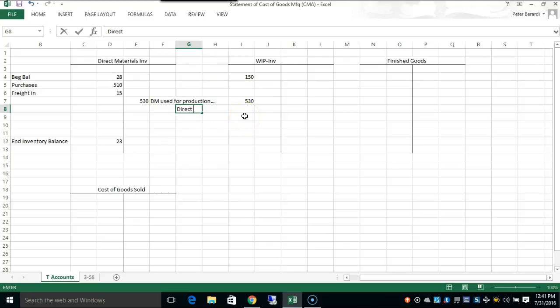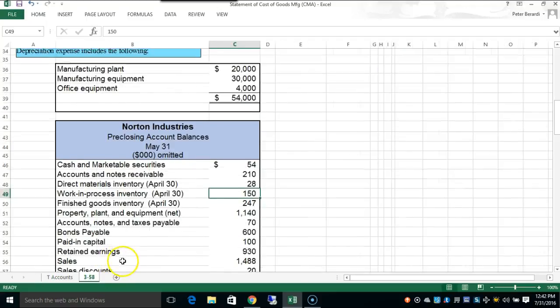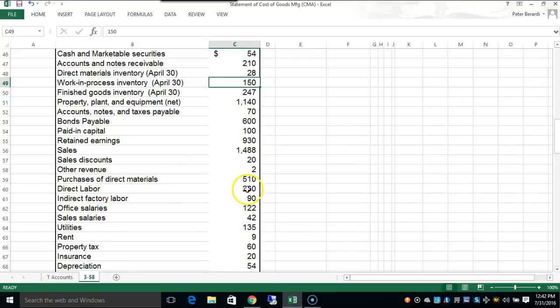Direct labor, for those of you who want to jump to the job costing entries, direct labor goes straight into WIP inventory. So it's a debit to WIP and it's a credit to wages payable and so on. The direct labor is given to us right in the problem as $260.